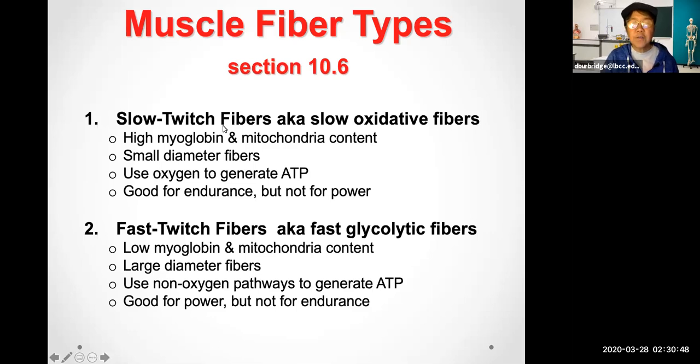So slow twitch fibers are exactly what they sound like. They are fibers that contract very slowly. Okay, they contract very slowly, but that means that they're able to contract steadily. As a result, they don't tire very quickly. So these are good for endurance types of activities because they are fatigue resistant. But because they are fatigue resistant, they're good for endurance, not really good for power. They can't generate a lot of force, but they can contract steadily for a long time.